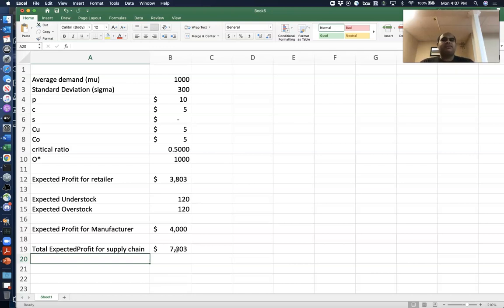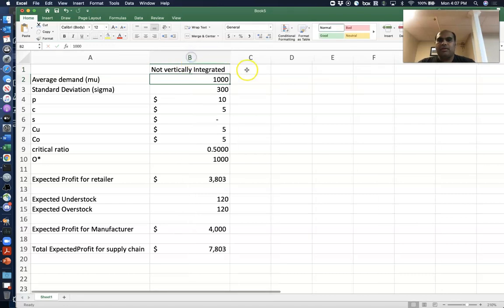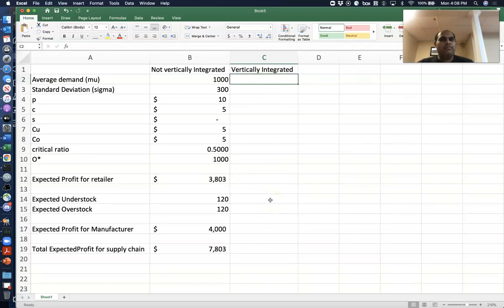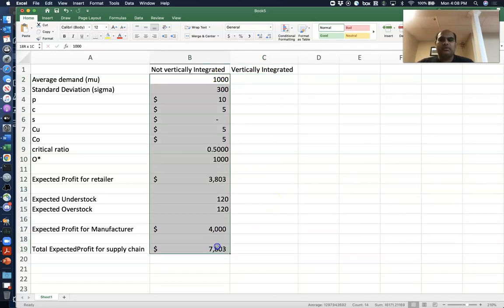But in this example, let's say that the company that is manufacturing the compact disc is the same company that is selling the compact discs. Right, so let's take that example. So let me call this not vertically integrated. I'll call this vertically integrated. So if this same company was vertically integrated, it means that I'm gonna copy this out here.